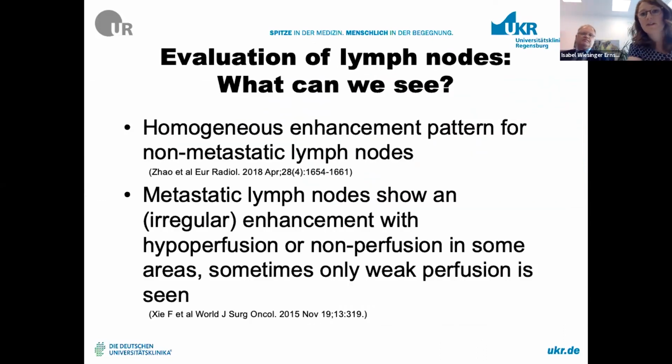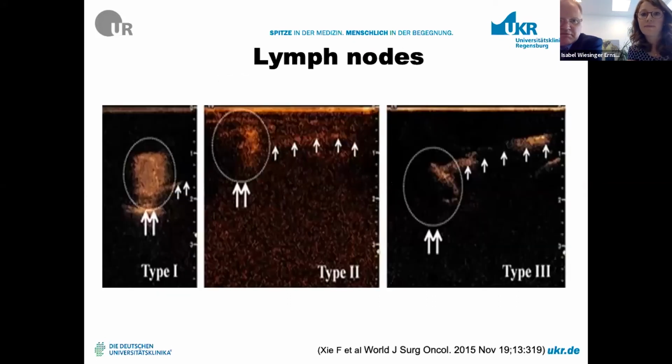So for the last application, the evaluation of lymph nodes, we can differentiate between the healthy lymph nodes that show a homogeneous enhancement, or the metastatic lymph nodes that might show an irregular enhancement with hypoperfusion or even a missing perfusion in some areas. Look at this. This is the off-label use of contrast-enhanced ultrasound, but very successful. You perform a subcutaneous injection of contrast agent, and then you have a very early high enhancement of malignant lymph nodes. This is important if you decide for a lymph node biopsy, or if you decide for a neoadjuvant chemotherapy in cases of lymph node metastasis.